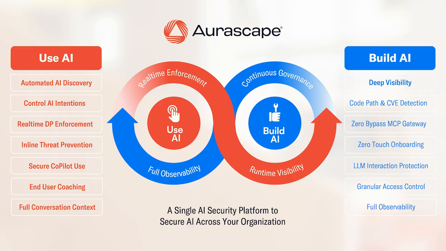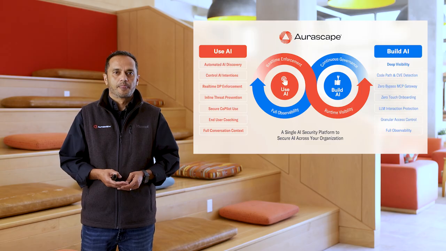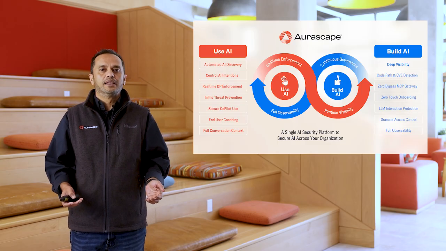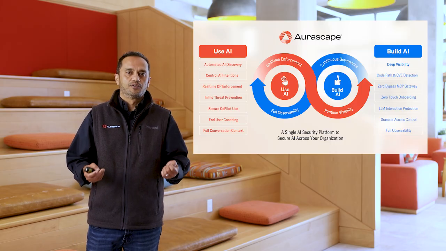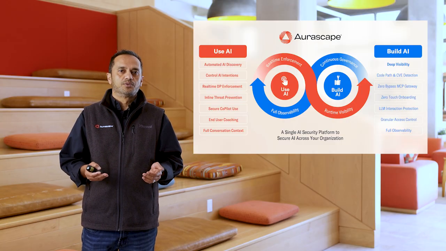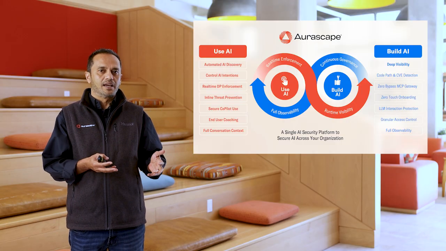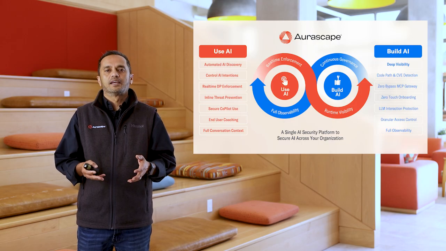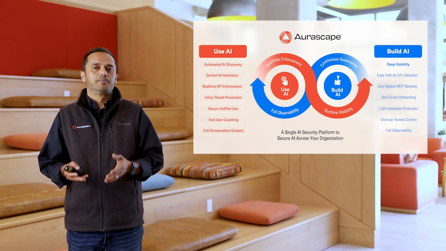We are also introducing the Aurascape MCP Gateway, which allows organizations to govern AI agents securely. By placing an MCP-aware proxy inline, organizations can monitor, control, and secure agents' interactions in real time. And perhaps most importantly, this is built as a platform approach. Whether your employees are consuming commercial AI tools or your developers are building custom AI applications and agents, everything can be secured through the Aurascape platform.